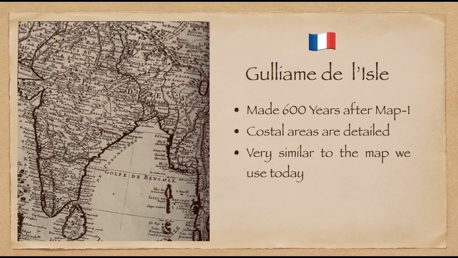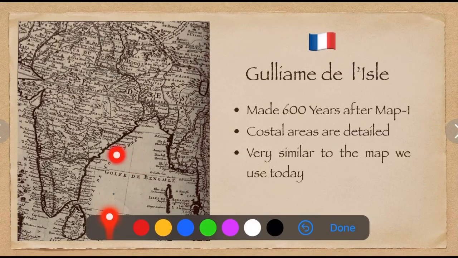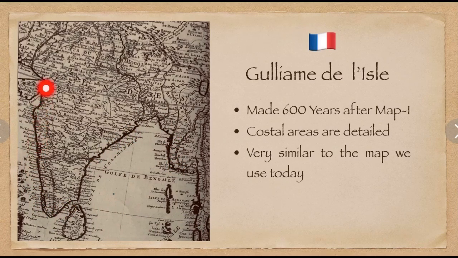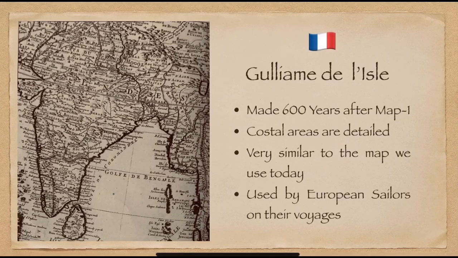Now, what is a coast? A coast is an area where there is a transition between land and water. So, for example, at this point, on the left there is land and on the right there is water. So this is a coast because there is a transition between land and water. So as you can see, the coastal areas are very well defined. So this is the advantage of this map. Also, this map was used by many European sailors on their voyages.